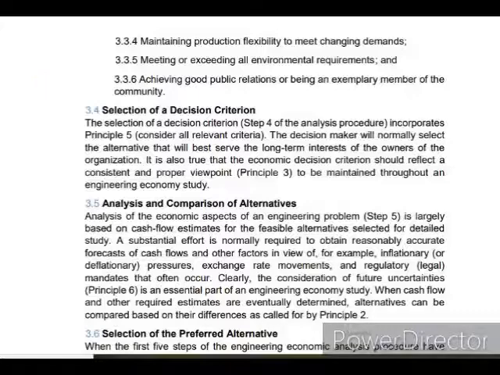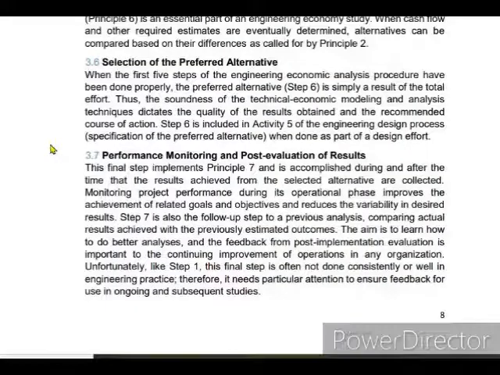Okay? So next, selection of the preferred alternative. When the first 5 steps of the engineering economics analysis procedure have been done properly, the preferred alternative, which is step 6, is simply a result of the total effort. It is the aggregate result of all the effort. Thus, the soundness of the technical economic modeling and analysis technique dictates the quality of the results obtained and the recommended course of action.